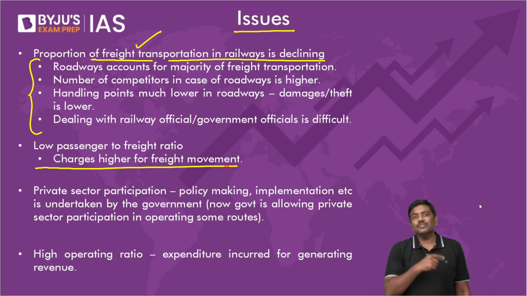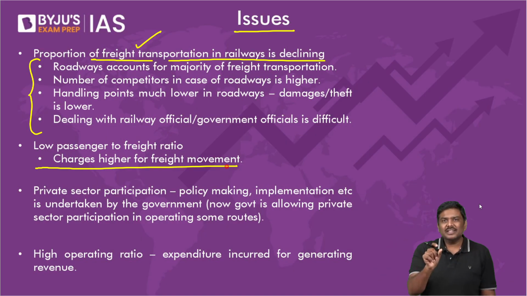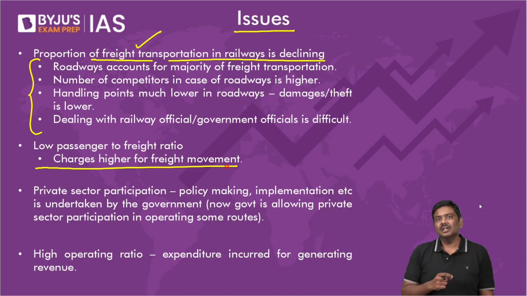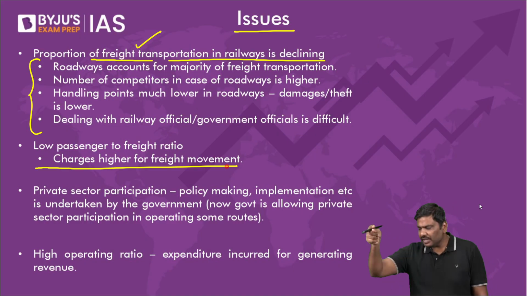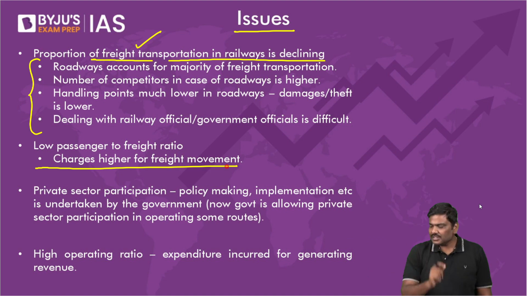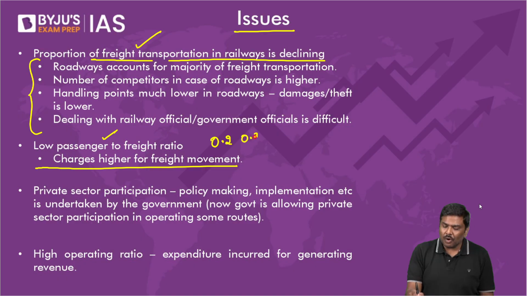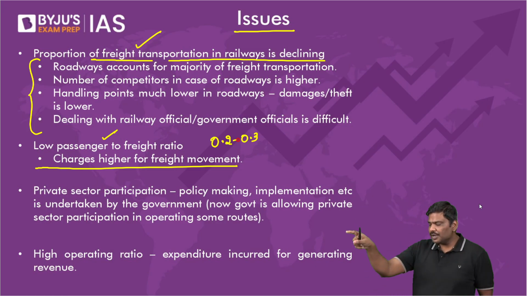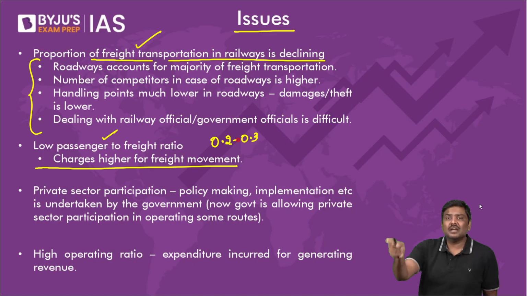What do you mean by passenger to freight ratio? What is the charge that we impose for the transportation of a passenger as well as a freight? I'll repeat the statement. What is the tariff? What is the charge that we impose, right, to a passenger compared to a freight for transporting? And in case of India, the passenger to freight ratio is somewhere in the range of 0.2 to 0.3. 0.2 to 0.3, meaning what? For every 1 rupee that I charge for a freight transportation, I will charge only 20 paisa for a passenger.